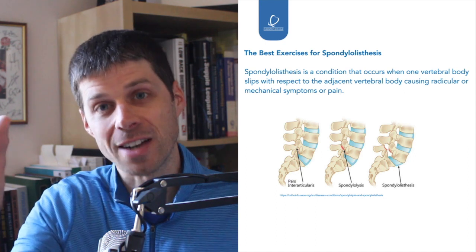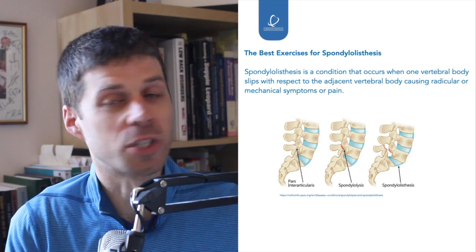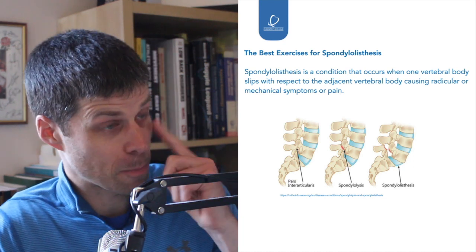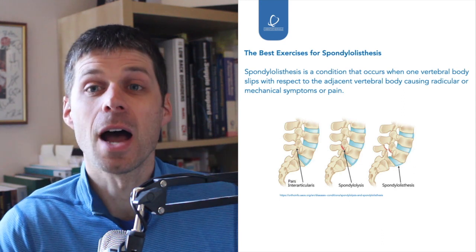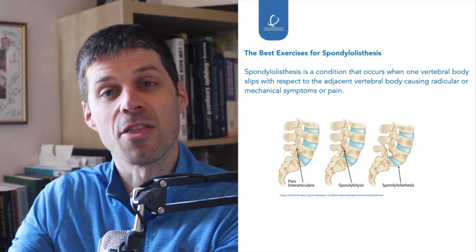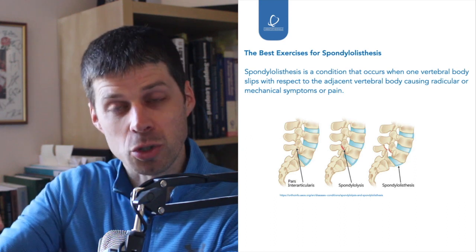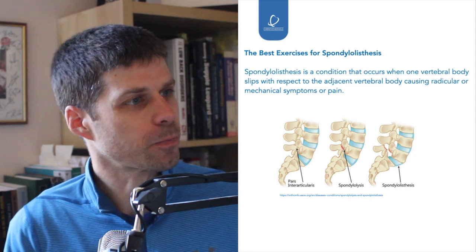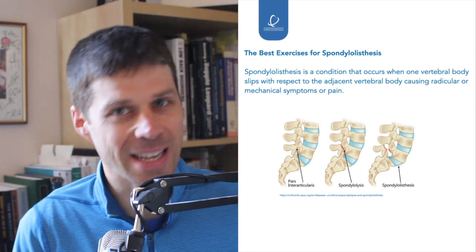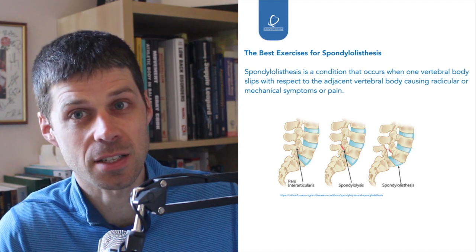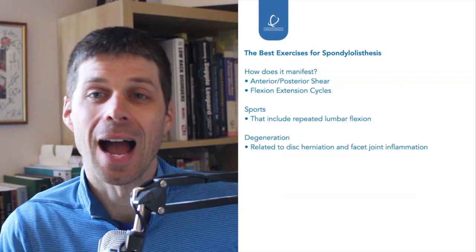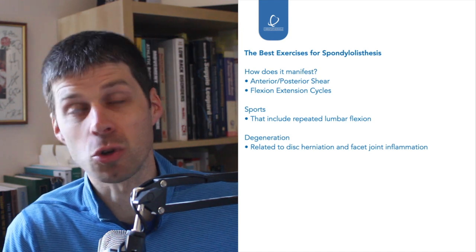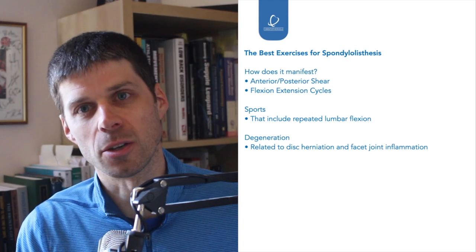So the stress fractures can be there, which is spondylolysis. When it slips, it's spondylolisthesis. So basically it's these stress fractures that build up where the pars articularis is, that then fractures, the vertebra slips, and that is your spondylolisthesis. So now we know what spondylolisthesis is, what we could start to look at is how it manifests. And that is through anterior-posterior shear forces that come from flexion-extension cycles or even extension-rotation cycles.